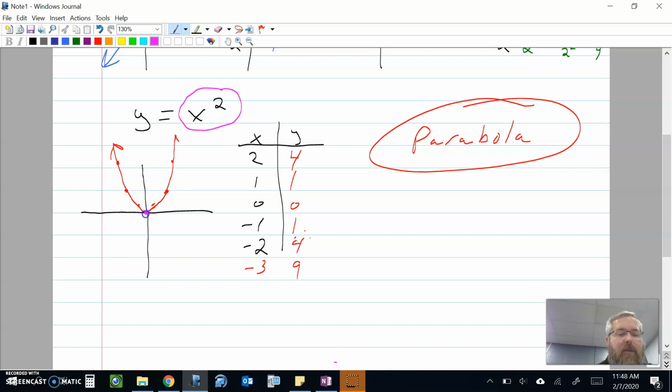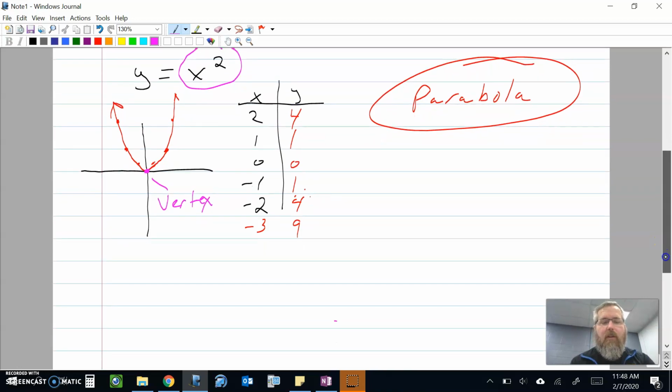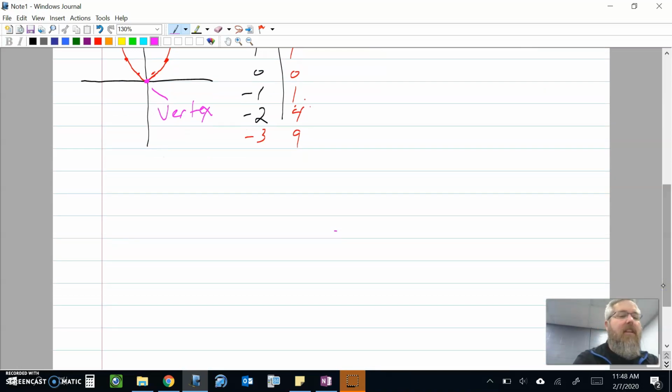Now, this bottom point here is called, it starts with a V. Anybody got a guess? Vertex. All right, so that's a little bit about where we're going. We're going to start to learn about quadratics, and we're going to go in a lot of different directions.